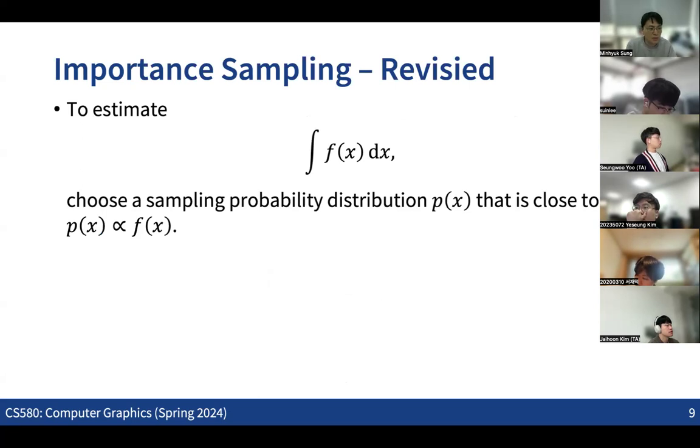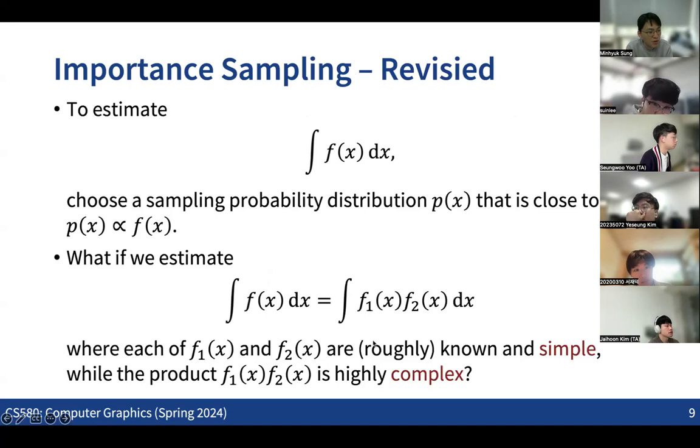But the case that we are going to see today is: what if we are taking the integral of a function which can be decomposed into two functions? Let's say the function f can be represented as the product of f1 and f2. Both f1 and f2 are relatively simple functions, and we also have information about them, while the product of these two can be a highly complex function.